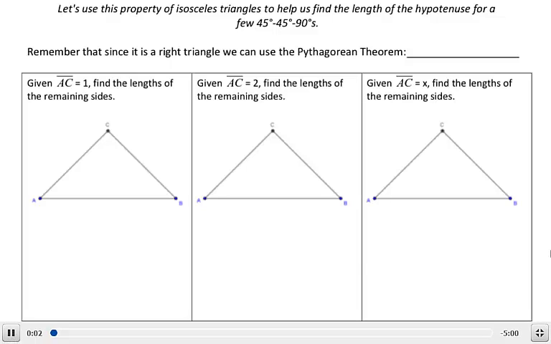Hi everyone, this is Miss Helms, and this video is to help you complete the notes for your special right triangles, in particular your 45, 45, 90 special right triangles.